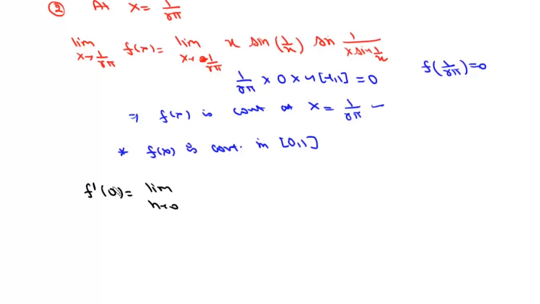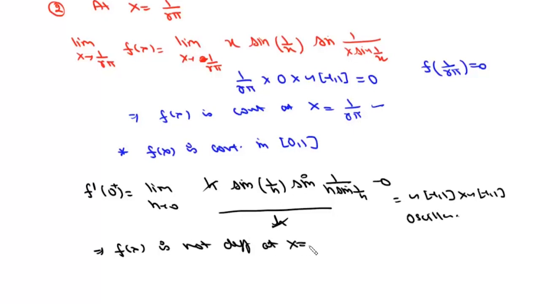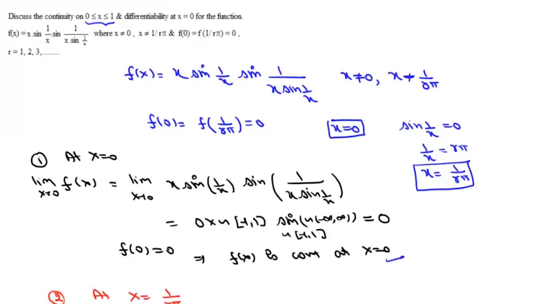h tends to 0, and suppose we find its right hand derivative, it will be h sine 1 by h minus 0 upon h. Now this h and h will cancel. Now we'll put this limit. Sine infinite is an oscillating value between minus 1 and plus 1, which again is oscillating minus 1 to plus 1. So this f dash 0 is an oscillating value, and if it is an oscillating value, this limit does not exist. That means f(x) is not differentiable at x equals 0.